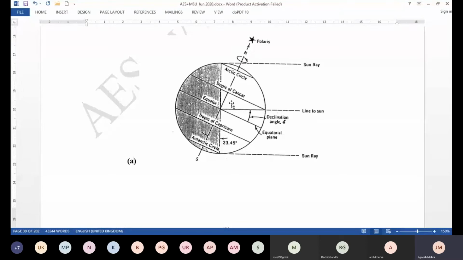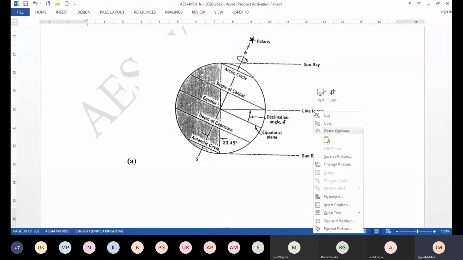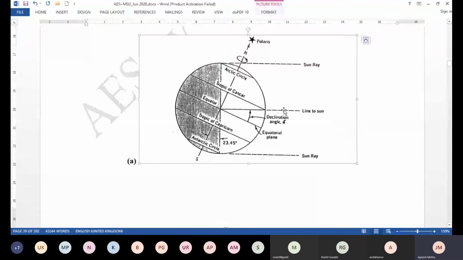called declination angle. So it's the angle made by the line joining the center of the earth with the center of the sun. So it is this line, right? And it is this line, right? And then the equatorial plane, right? Equatorial plane. So the angle made between these two is the declination angle. And this line to sun, what is shown is nothing but the sun ray also. You can call it sun ray also.